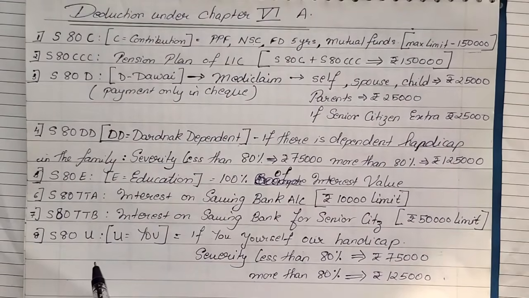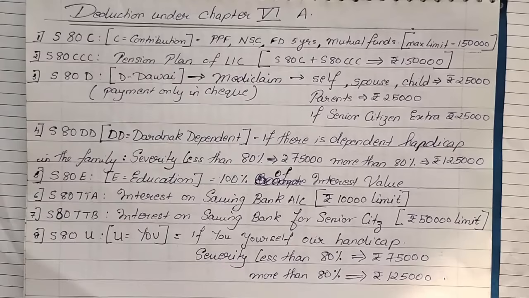And last is 80U. U stands for you. Okay, if you yourself are handicapped, then again, if your severity level is less than 80%, you get a deduction of 75,000. If it is more than 80%, you will get a deduction of 1,25,000. So these are the various deductions that you have to keep in mind.